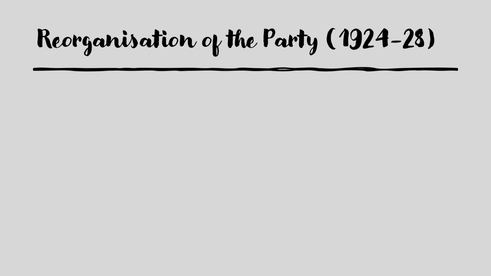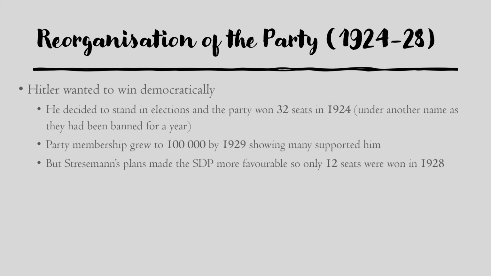Next, the reorganization of the party from 1924 to 28. So one effect of this, as we've briefly covered, Hitler wanted to win democratically. So he decided that the NSDAP should stand in elections for the Reichstag, and under a different name, the party won 32 seats in 1924.